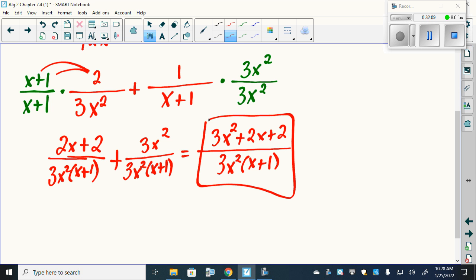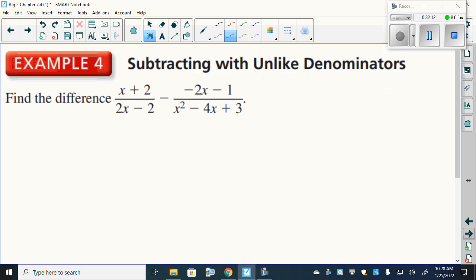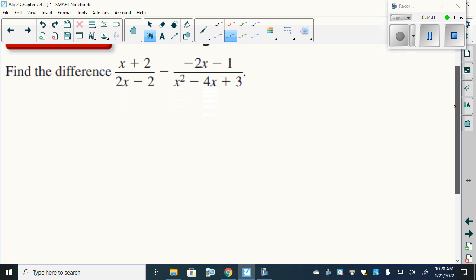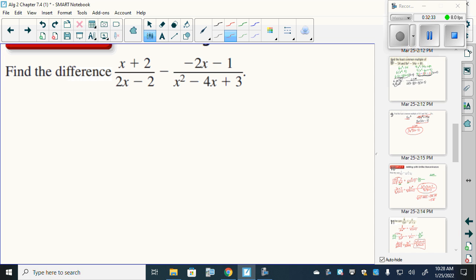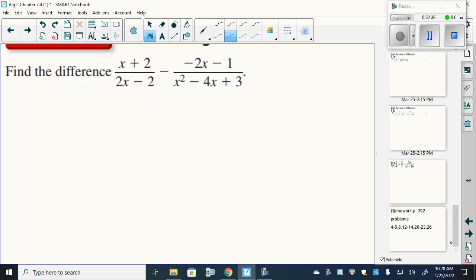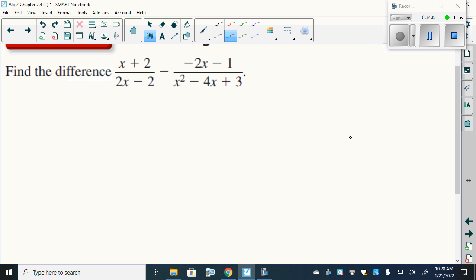Any other questions on this here? Using subtraction with unlike denominators today, because I think we have a few more problems with this here. All right. Let's look at these here.